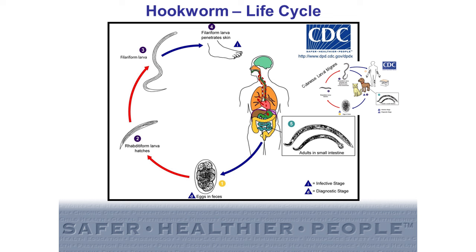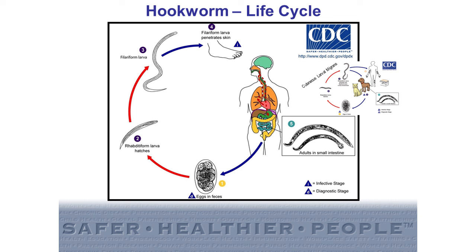Eggs are passed in feces. They hatch into the first larval stage in 1 to 2 days. These are not infectious. The rhabditiform larvae, as they are called, molt twice to develop into infective filariform larvae in 5 to 10 days. The infective larvae can survive up to 4 weeks in a favorable environment.